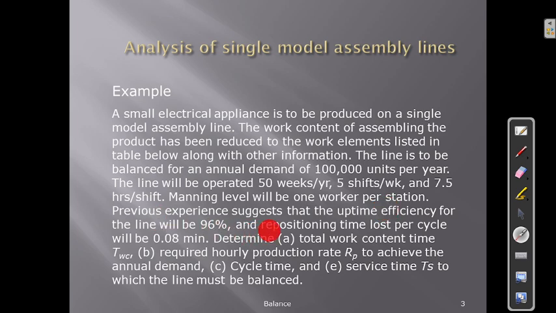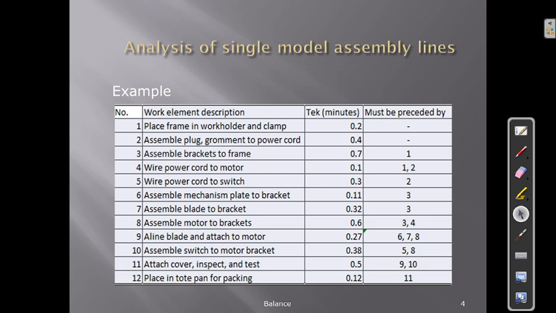Previous experience suggests that uptime efficiency for the line will be 96%, and repositioning time lost per cycle will be 0.08 minutes. Now they ask us to determine the total work content time, the required hourly production rate, cycle time and service time. One by one we will see.